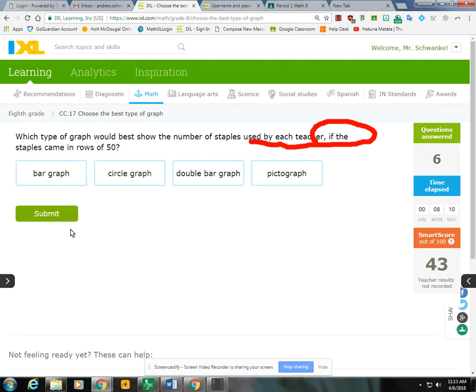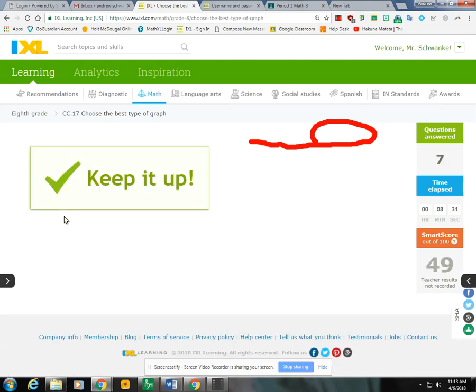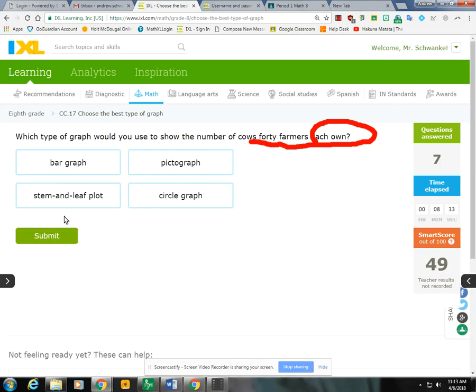Super. Which type of graph would best show the number of staples used by each teacher if the staples came in rows of 50? Pictograph, rows of 50. Yeah, we'll go with that. Once you get out of 8th grade, never make a pictograph again. They're just lame, mainly because math people are really bad artists, so drawing pictures is not fun.